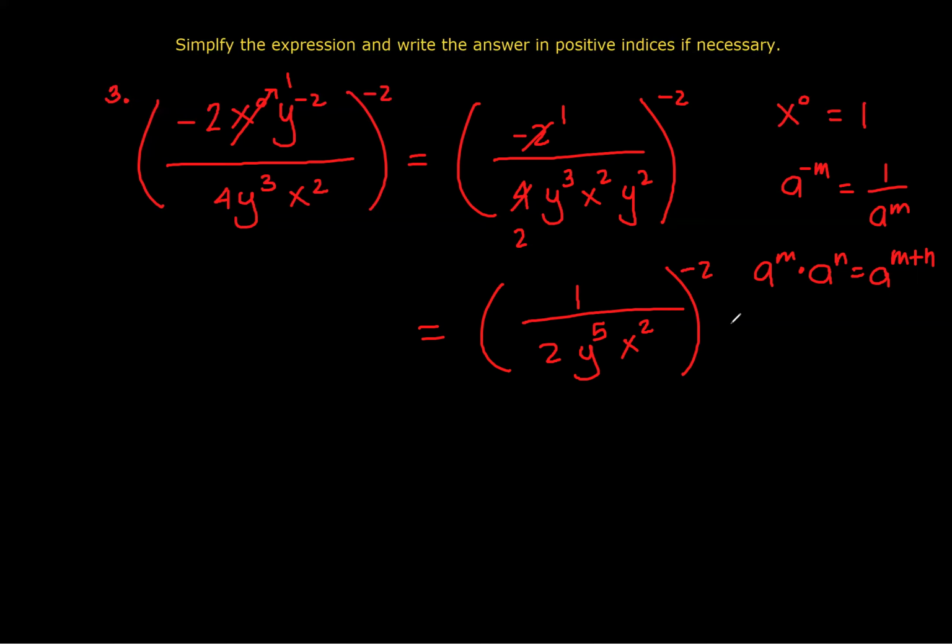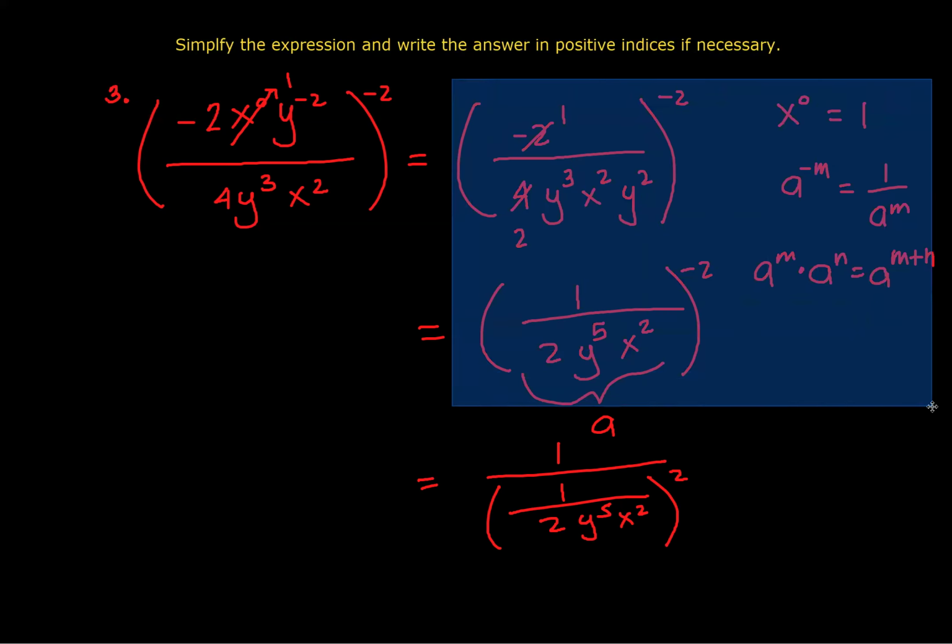For this one, we will use again the negative exponent rule. We will consider all of this as our a, and our exponent negative 2 will be our m. So we will use it again this way. And so it will become 1 all over 1 all over 2y raised to 5, x raised to 2, all of this raised to positive 2.